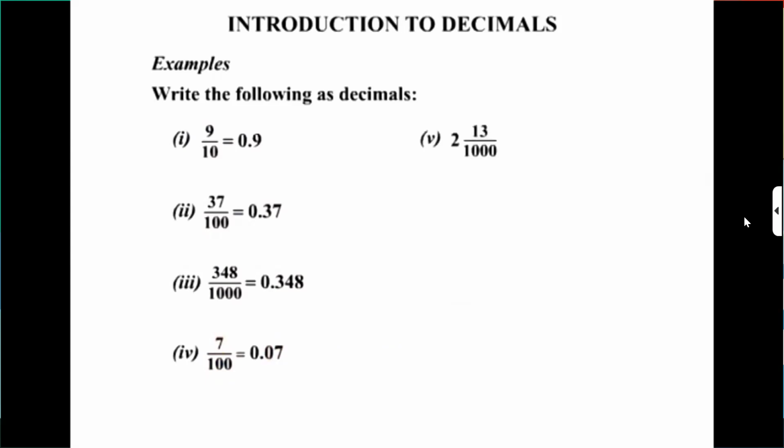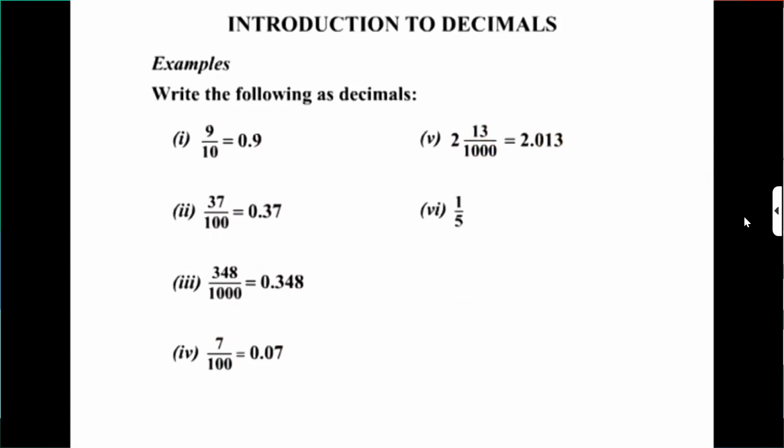Now let's take another example, which is 213 by 1000. 2 is a whole number, so it will come in front. So this is 2, now point. In the denominator, we have 1000, that is 3 zeros, so we will need 3 decimal places. Now 13, how can we write this 13 in 3 decimal places? As 0, 1 and 3. So the answer is 2.013.